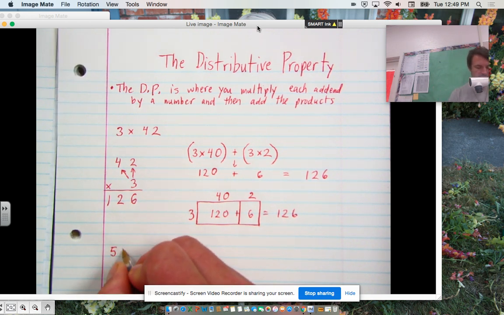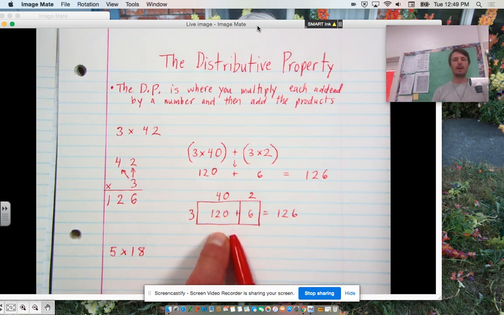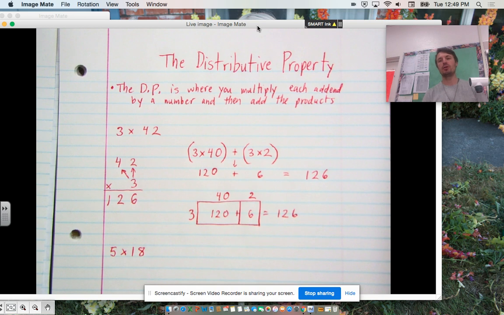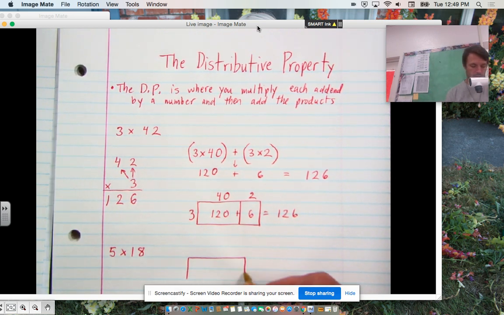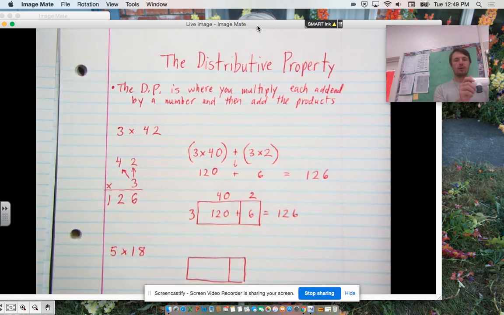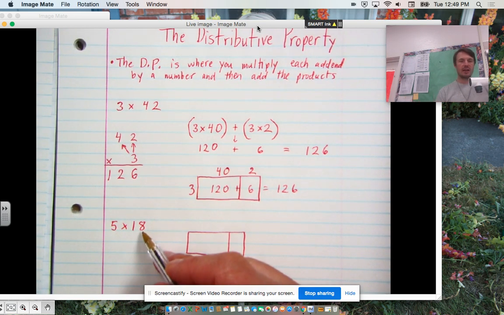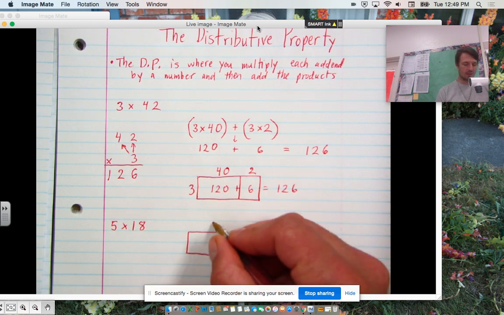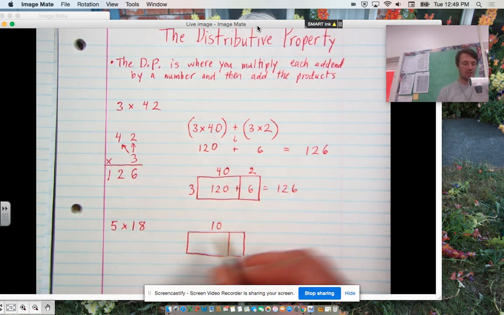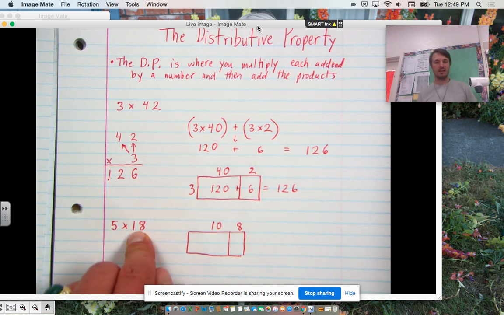Let's say we have 5 times 18. Let's start with the box way this time. It's actually called using an area model. We make a rectangle, split it into 2 parts, one big and one small, and we separate 18 into 2 parts. The 1 represents 10 because it's in the tens place, and the 8 is in the ones place, so it represents 8. So now instead of having 18, we have 10 and 8, but it's the same thing. 10 plus 8 is 18.